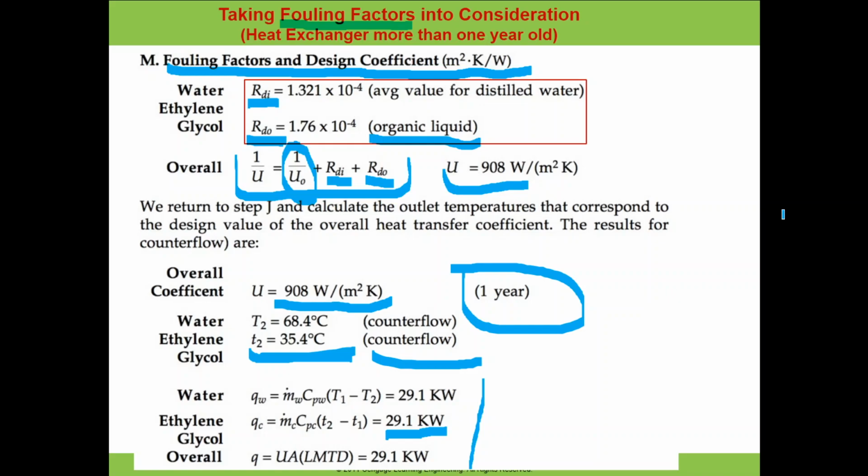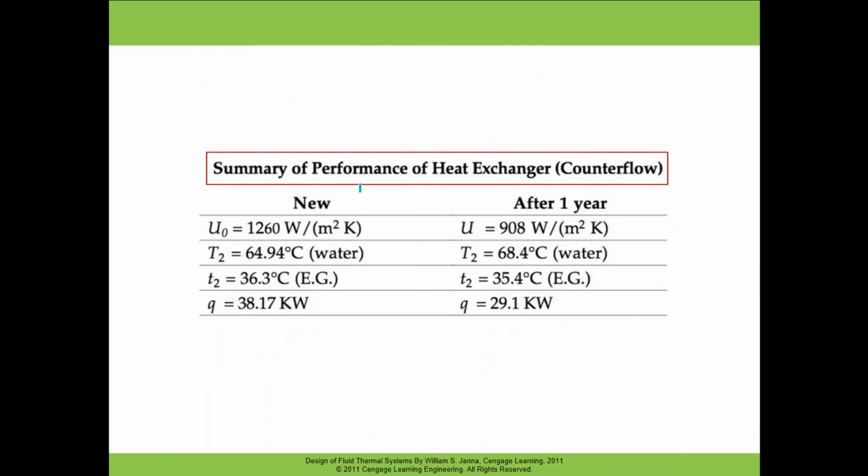Now, summarizing the information: when you are not taking into account the fouling resistances, that means your heat exchanger is new. And when it is new, you have your heat transfer coefficient, your final temperature for the warm fluid, your final temperature for the cold fluid, and the rate of heat transfer between the two fluids. And when you take into account the fouling resistance, that means the heat exchanger will give this performance even after 1 year. So the U comes out to be 908, T2 for the warm fluid, and this for the cold fluid T2, and then this is the rate of heat transfer. And remember that these data are for counterflow.